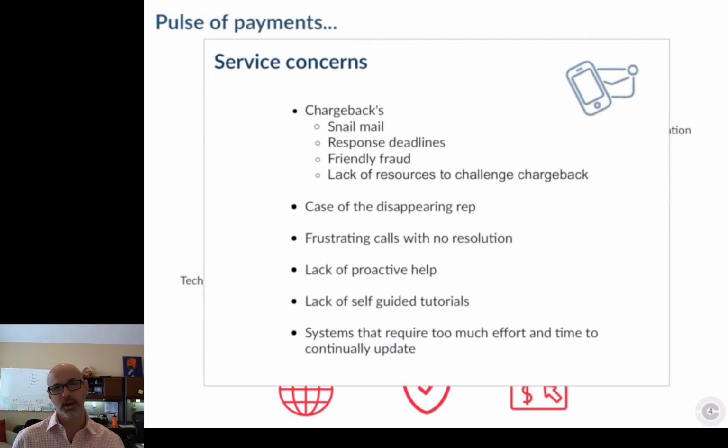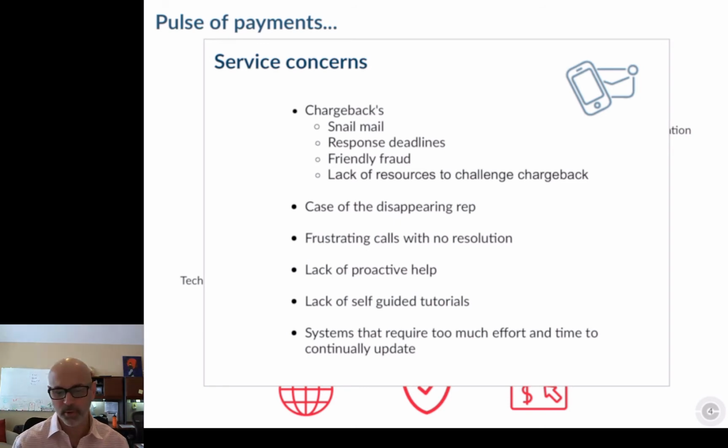Service issues that people have had. One of the big ones is chargebacks, and the system itself is pretty archaic. The cardholder says it wasn't me. They call their issuing bank. The issuing bank then calls the network. The network then contacts the merchant, and you get one of those little envelopes that says merchant services. Most people don't open them, but it's a request for information. This whole snail mail thing is really kind of archaic, and a lot of people express concern over that as well.